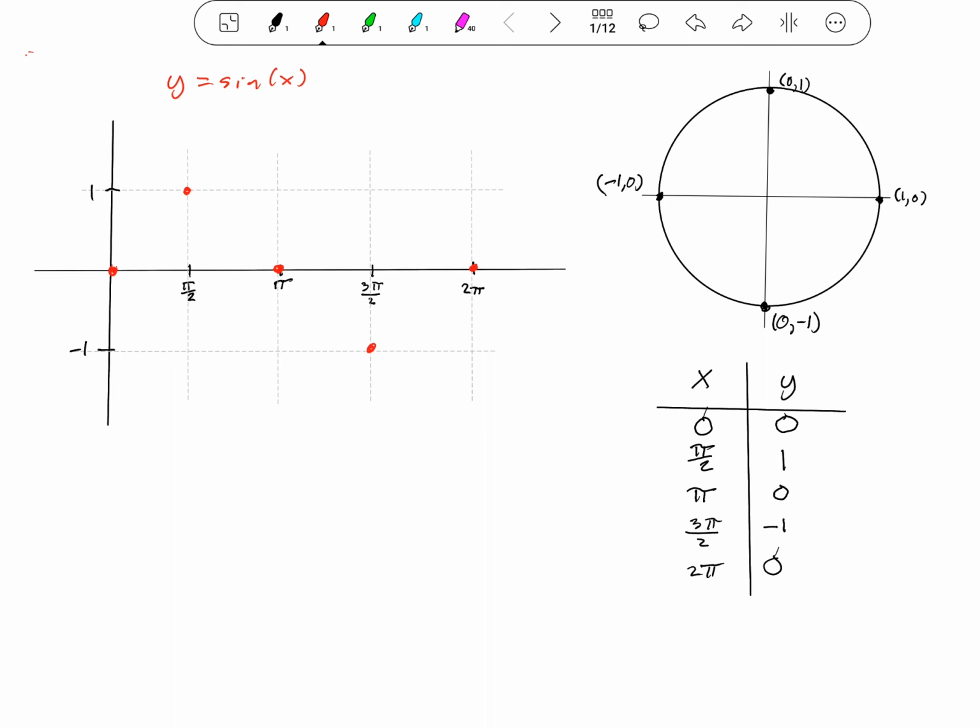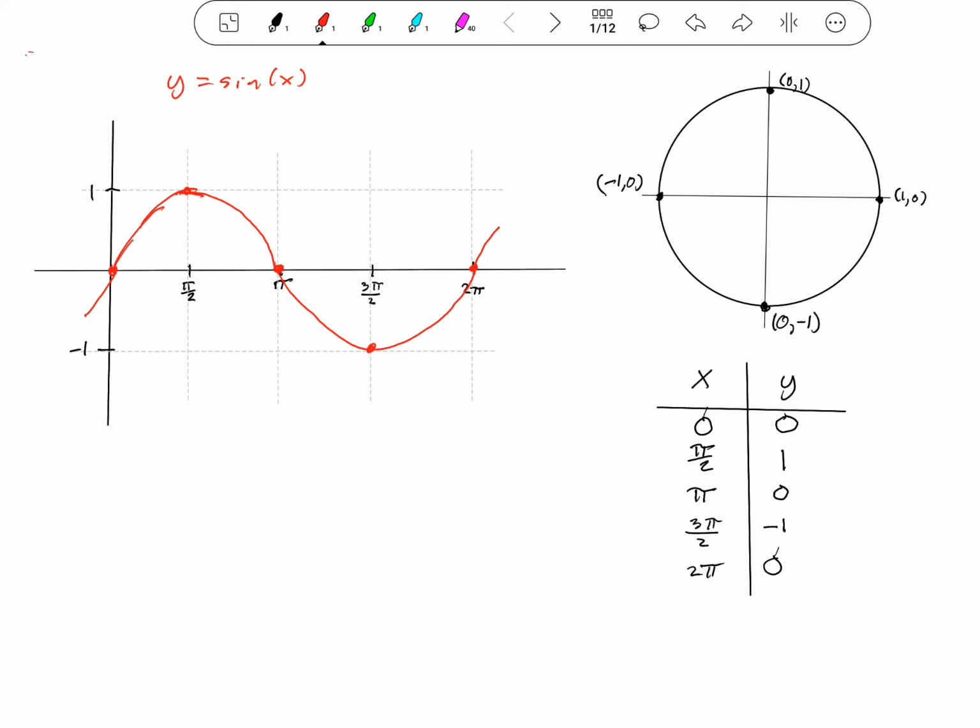And then we're going to connect these using a rounded sketch to get something like this, and then it would continue in either direction from there and keep going forever, because we could keep going around the circle farther. And so we have the basic shape of the sine graph.